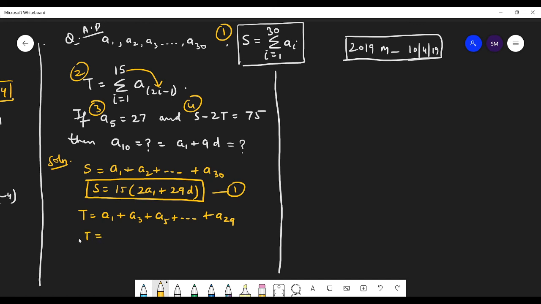So what will be the sum of these terms, students? Can you tell me? N by 2, how many terms are here? See, how many terms are here? It is clearly written 15. So 15 by 2 into 2A1 plus N minus 1, 14D. What is D? D was the common difference between A1 and A2. Here it is A1 to A3. So what will be the common difference here this time?